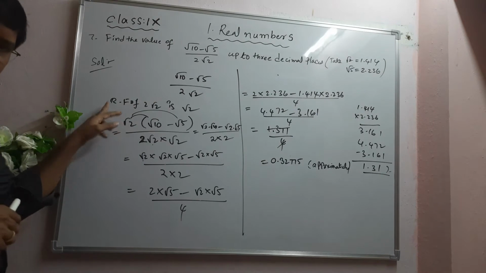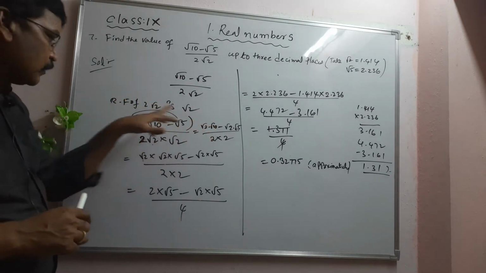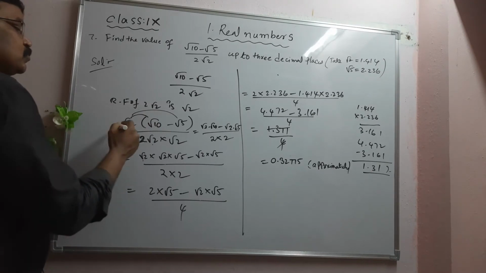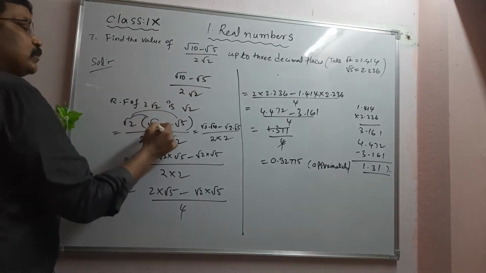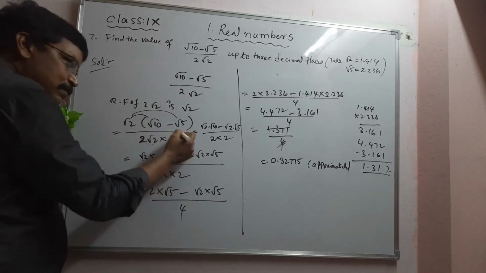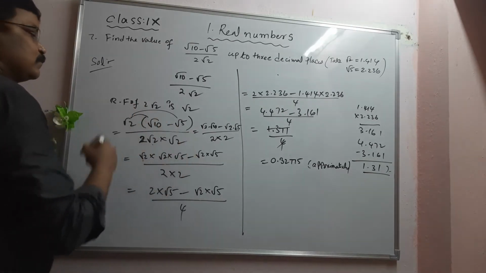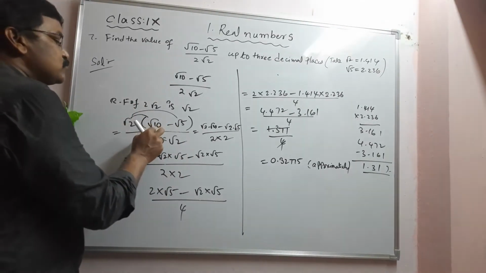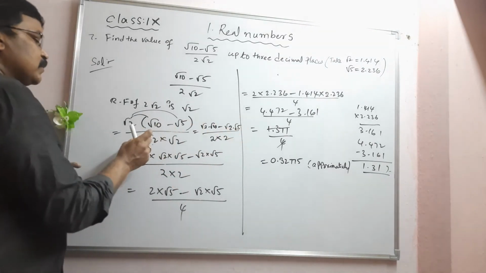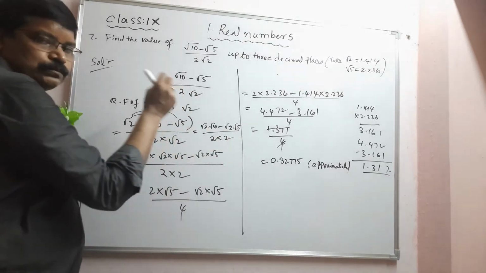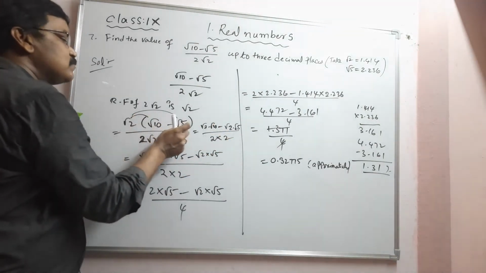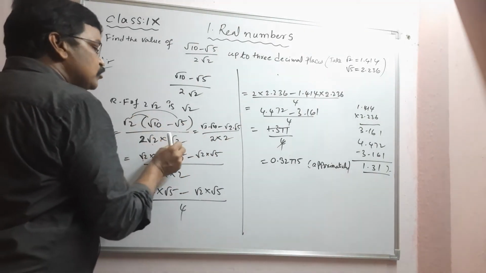Here the rationalizing factor of 2 root 2 is root 2 only. So let us multiply the numerator and denominator with root 2. That means root 2 times (root 10 minus root 5) by 2 root 2 times root 2. Now let us do it. Root 2 times root 10 minus root 2 times root 5, by 2 times root 2 into root 2, which is 2. Understand, children?